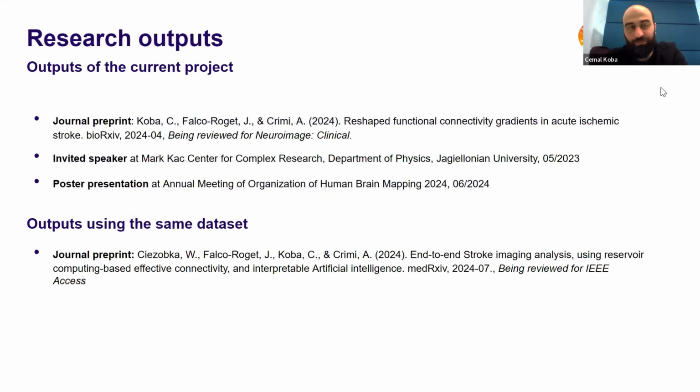And the research outputs we created with this project are one journal paper that is under review, for which we just received the first round of revision. I presented some of the results in the Department of Physics at Jagiellonian University, and I attended the OHBM meeting with a poster mentioning these results. And Wojciech led another work related to effective connectivity using the same data we used here.